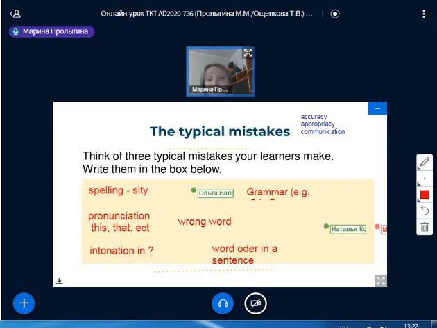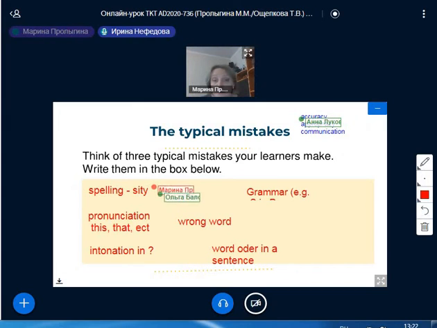And now let's try to categorize which mistakes are the most common. So mistakes in accuracy, in appropriacy, or in communication. So what about spelling? Will it be accuracy, appropriacy, or communication? What do you think? You can also write here or just speak. So it will be accuracy. Accuracy for sure.